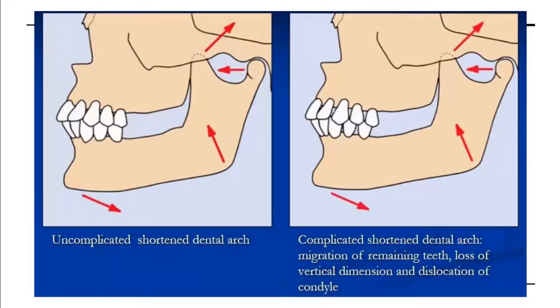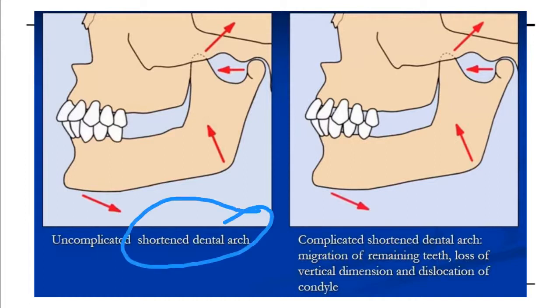And there is one more classification which is uncomplicated shortened dental arch and a complicated shortened dental arch. What is a shortened dental arch? A shortened dental arch is something where you have teeth but maybe the posteriors are lost. When the posteriors are lost, it's called a shortened dental arch, right?